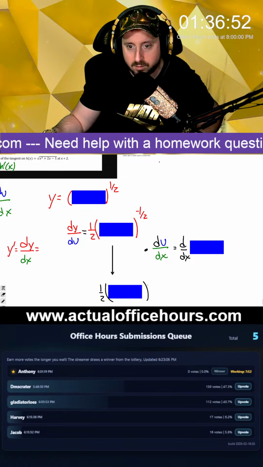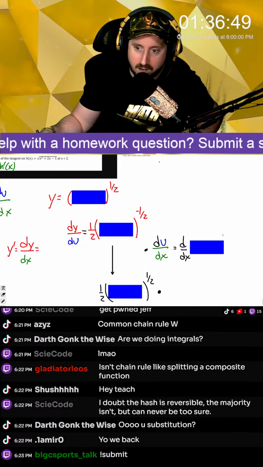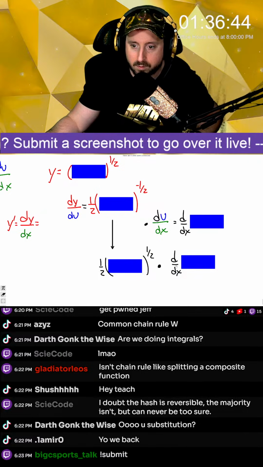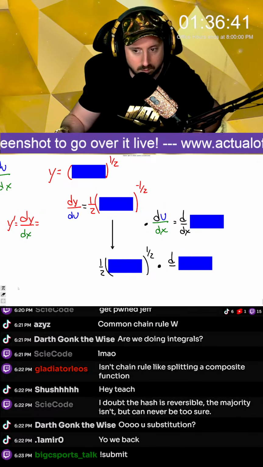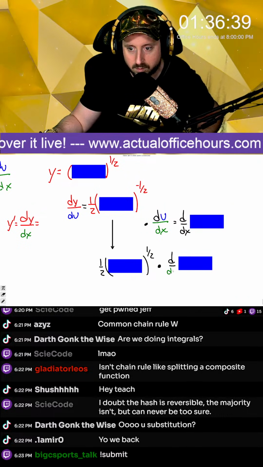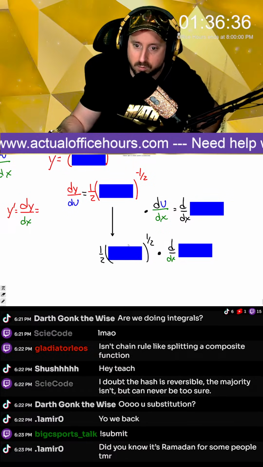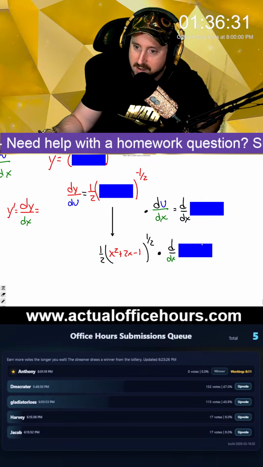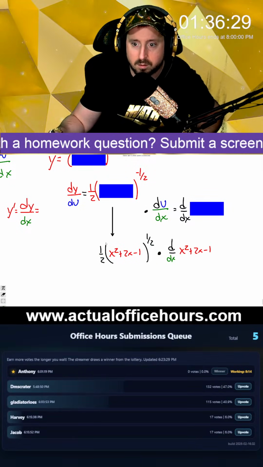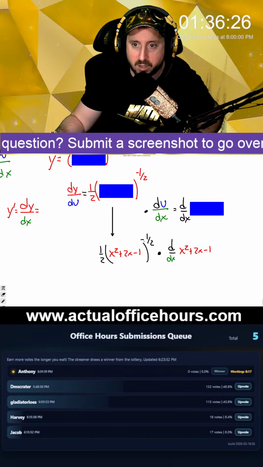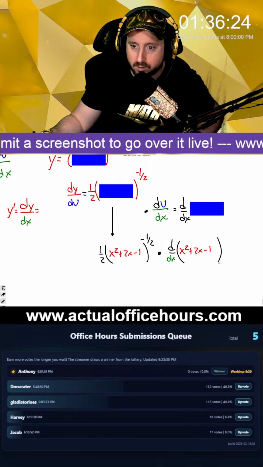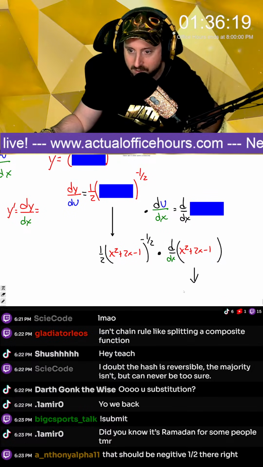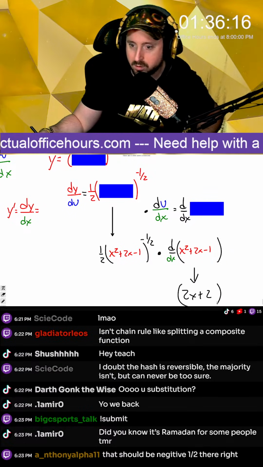Whatever that is, to the 1/2 times the derivative of what the blue box was. And I know the blue box was x squared plus 2x minus 1. So then d/dx of this thing. Yeah, sorry, negative 1/2. My bad, I forgot the minus. So then the derivative of the blue box with respect to x, right? Well, this is now 2x plus 2. Okay?